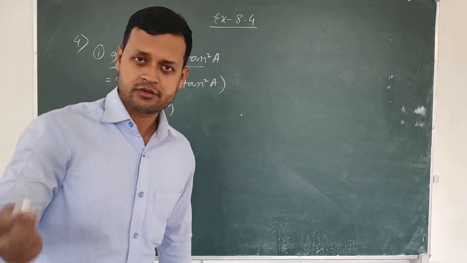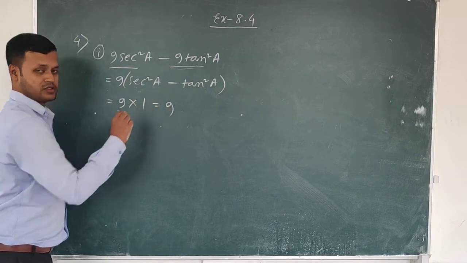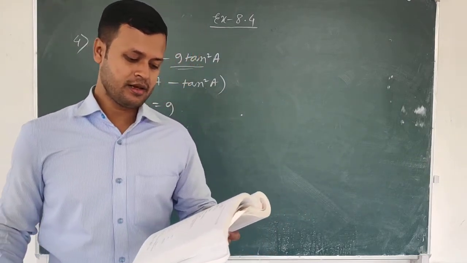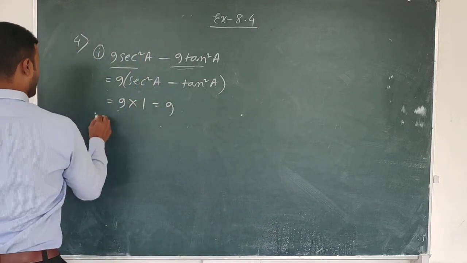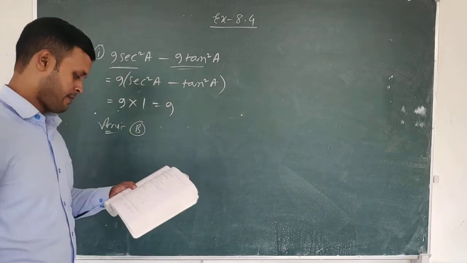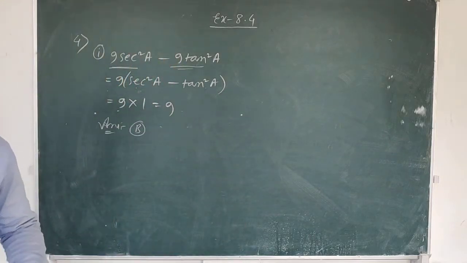What is the value of sec square a minus tan square a? Sec square a minus tan square a means what? 1. So 9 into 1 is what? 9. So see number 4, which is the correct option then? B. Number 4, number 1 answer is B. Isn't it? 9 is the answer, isn't it?